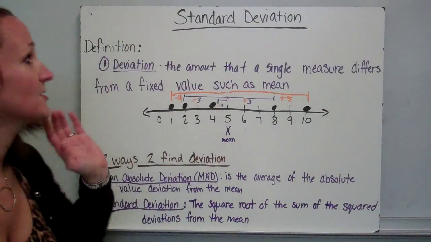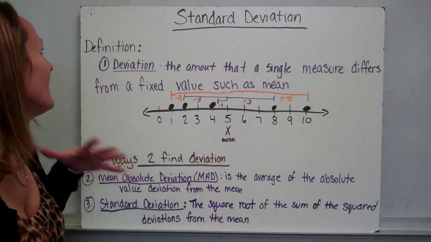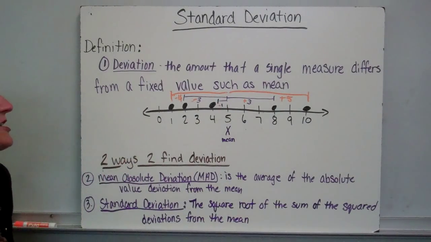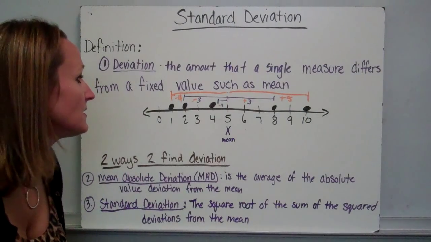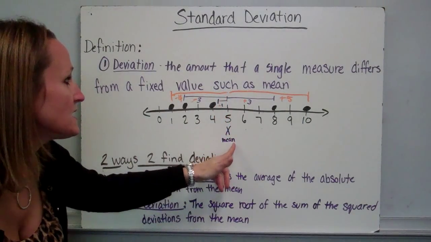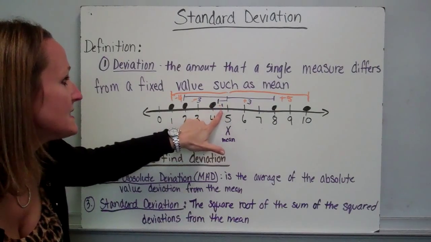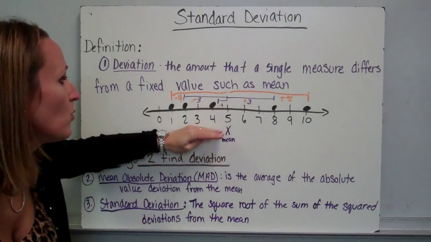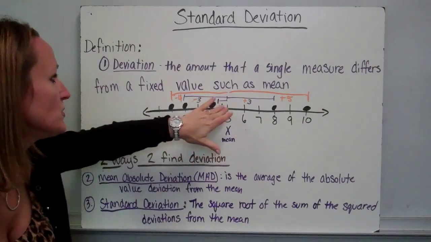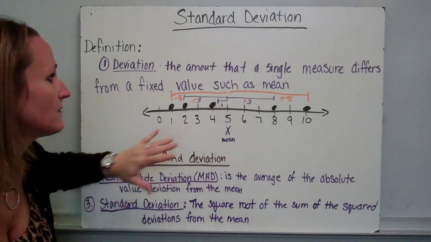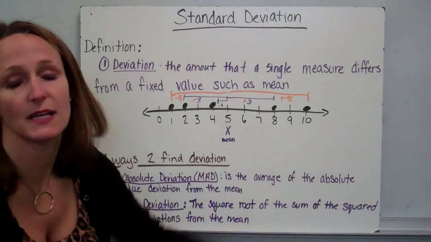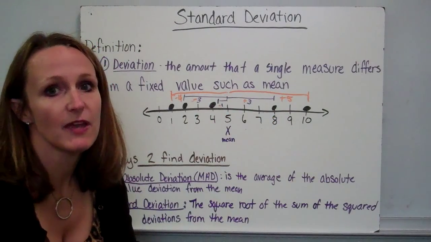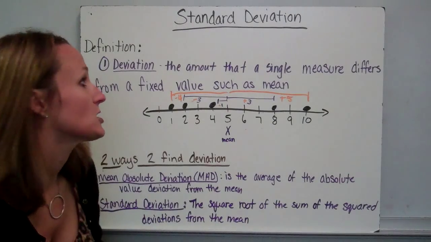In this video, we're going to talk about standard deviation. So let's do some definitions. Deviation is the amount that a single measure differs from a fixed value, such as the mean. So if you look at the numbers here, our mean is 5. 4 is -1 point away from 5, whereas this 2 is -3, this 1 is -4. Going the other way, the 8 is +3 and the 10 is +5. So things can deviate in the positive or negative direction.